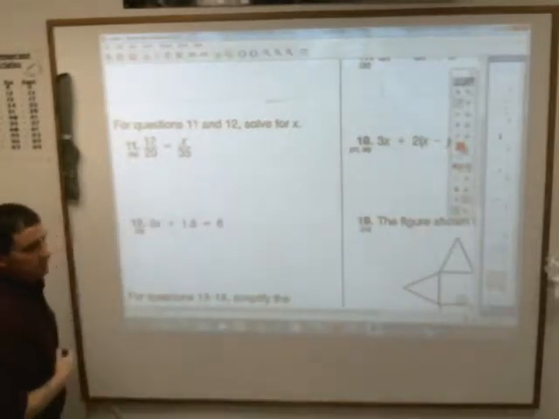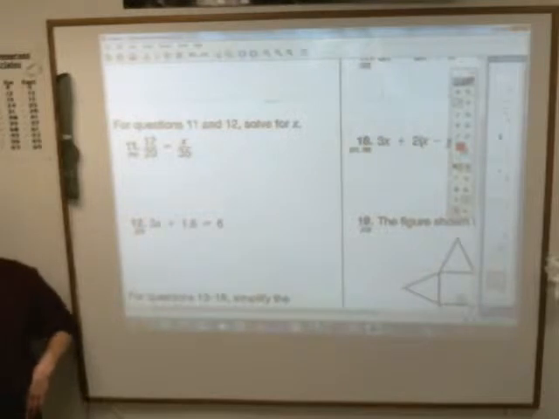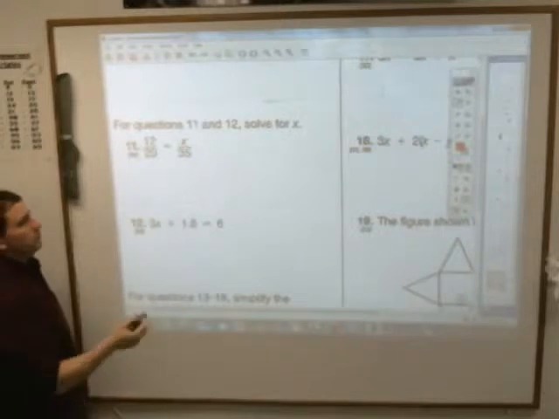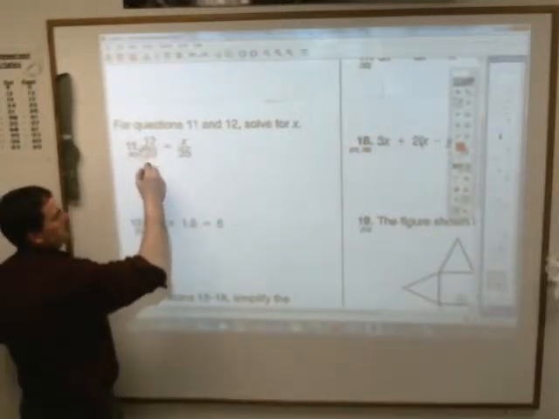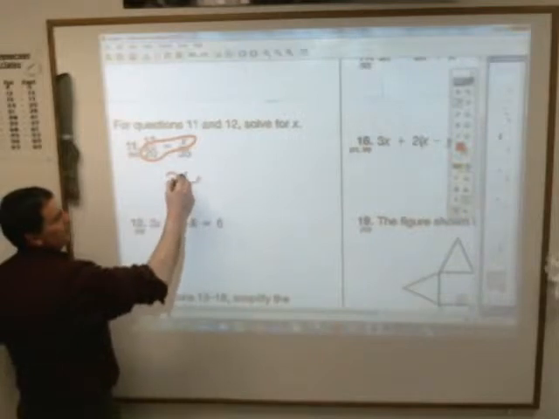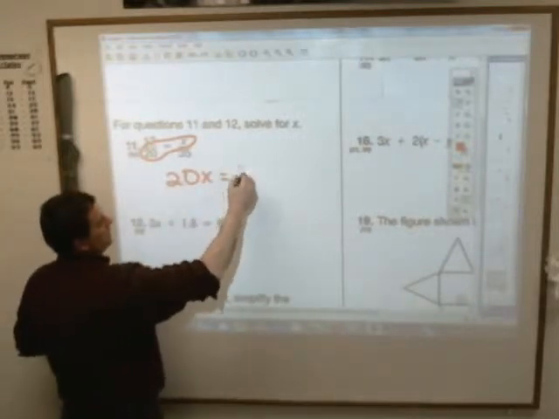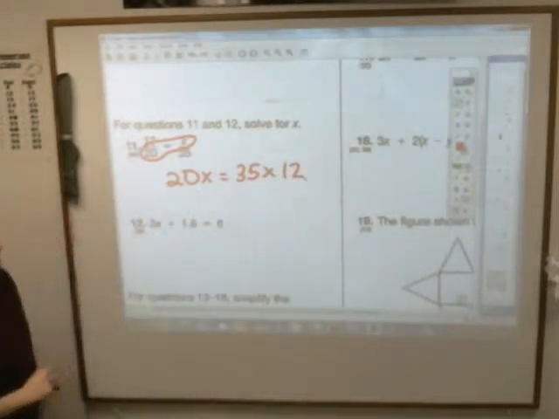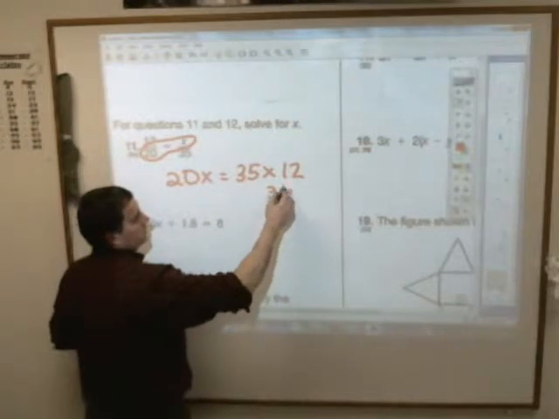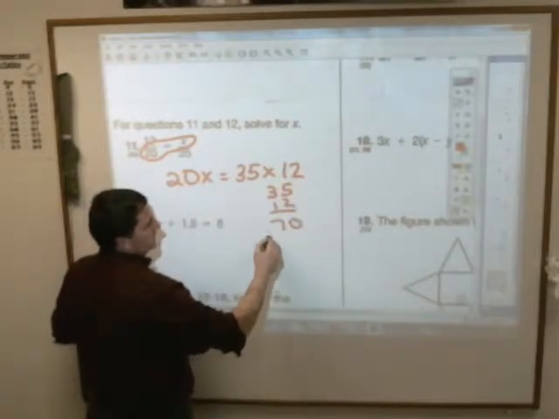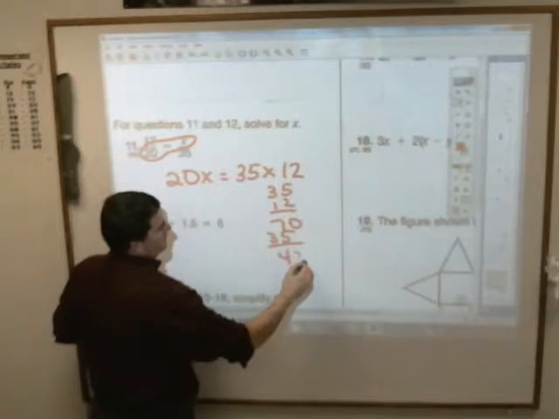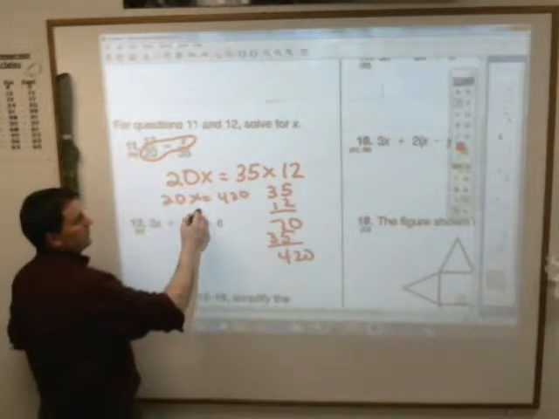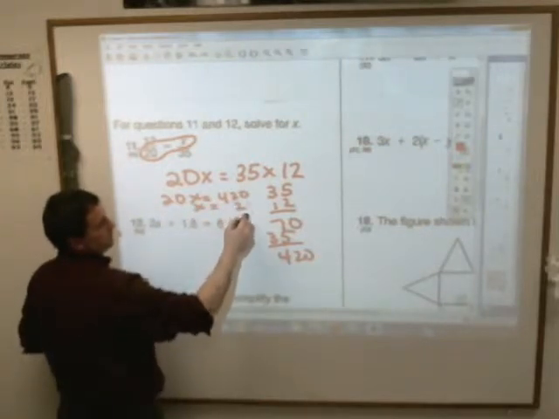A couple different ways to do problem number 11, ladies and gentlemen. What would they be? If you can't figure out a proportion any other way, you cross multiply. Which means you take this 20 times x and it equals 35 times 12. And then you would multiply 35 times 12, which is 420. You know that 20x equals 420. Divide 20 into that and you're going to get 21.